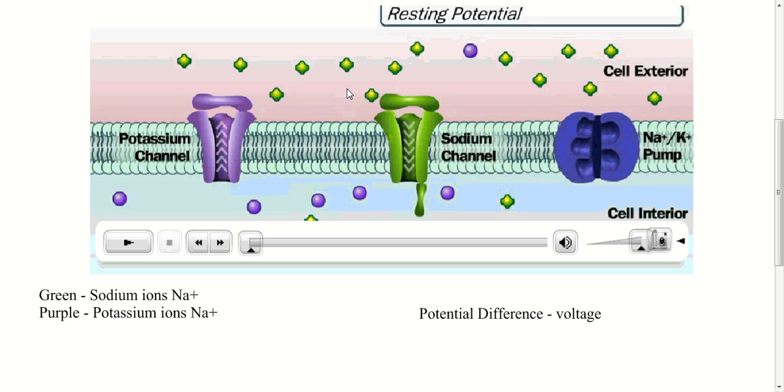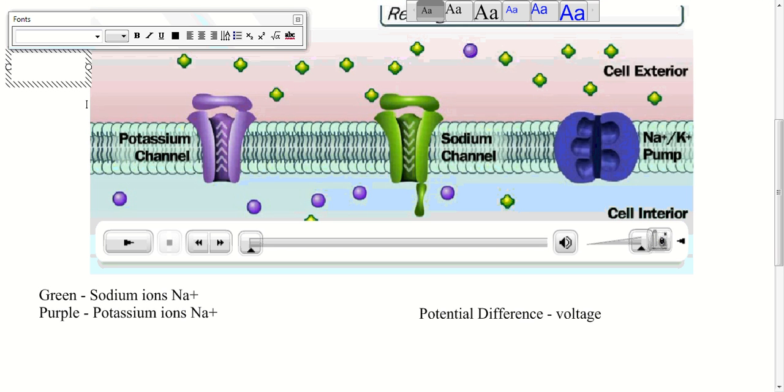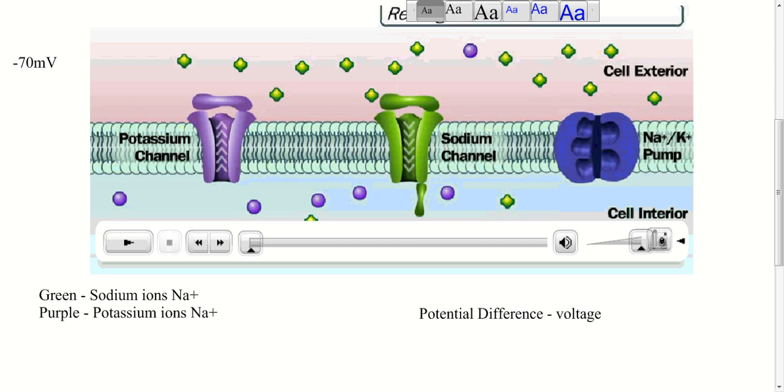Because we've got more positive ions here than we have here, this gives us a potential difference, a voltage across this membrane. You need to be aware of the value of this. I'll just write it down on the left-hand side. To begin with, at rest, this nerve has a potential difference of minus 70 millivolts. If you like, the outside is more positive than the inside, or the inside is more negative than the outside, relative to each other. This number will change as we go through the different stages of this process.